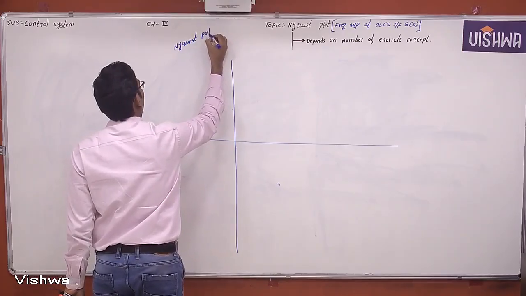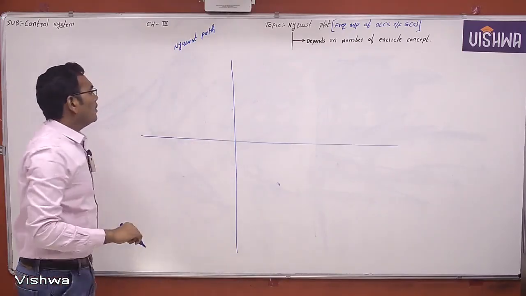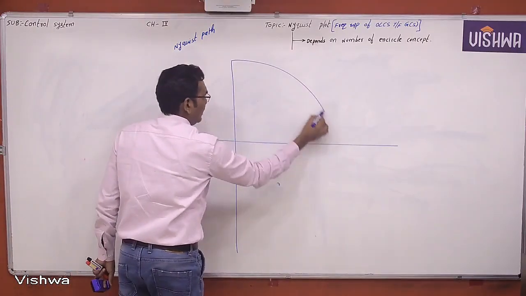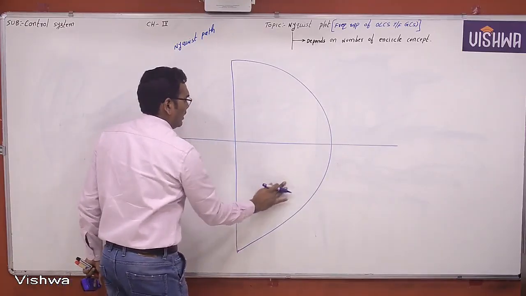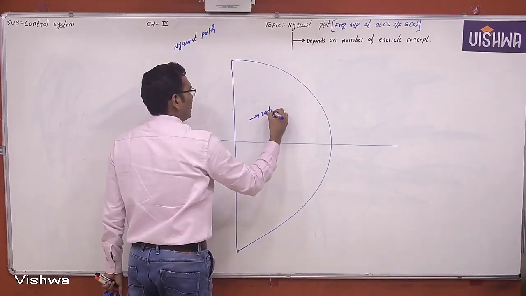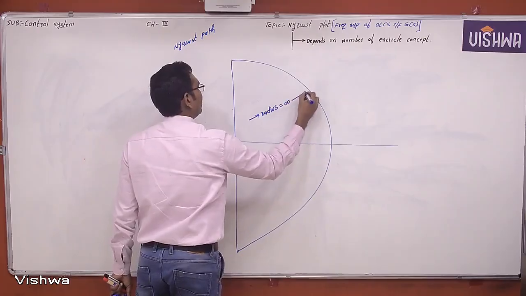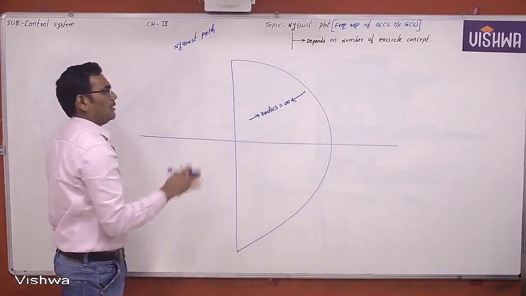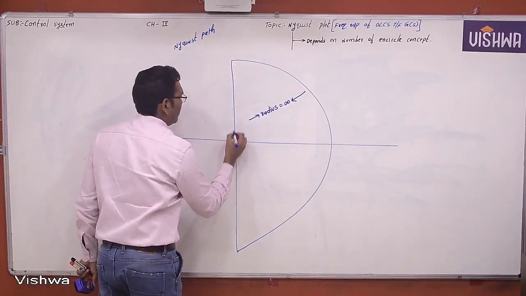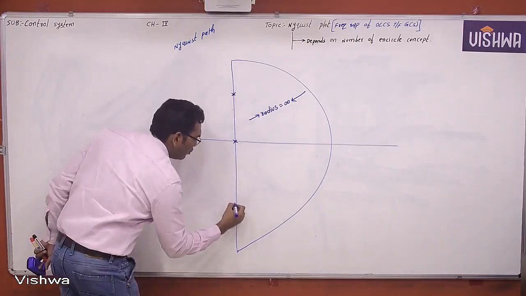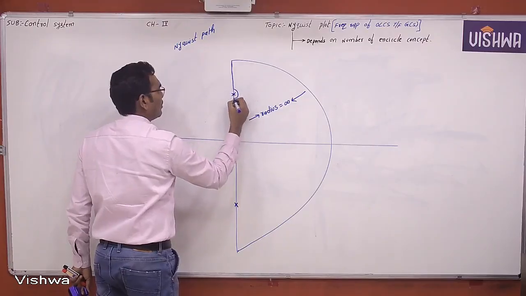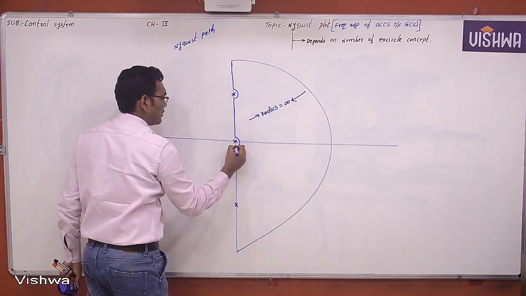This is the Nyquist path. See here. What the Nyquist path is saying: the Nyquist path will cover the entire right hand side of S plane. Entire right hand side means this semicircle radius is infinity. Now which will cover the entire right hand side of S plane, and the Nyquist path does not include the poles of an open loop transfer function which lie on the imaginary axis.